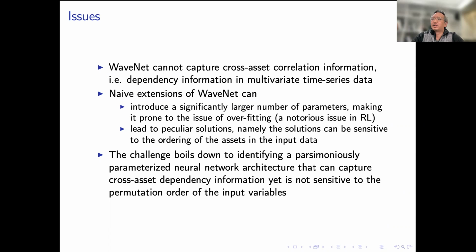So really, how to find the balance, or how to find a way to design a neural network that is parsimoniously designed, meaning that there are not too many parameters, but at the same time would not be sensitive to the permutation of the ordering in the time series data. That is really what we put effort into figuring out, to fix this issue.